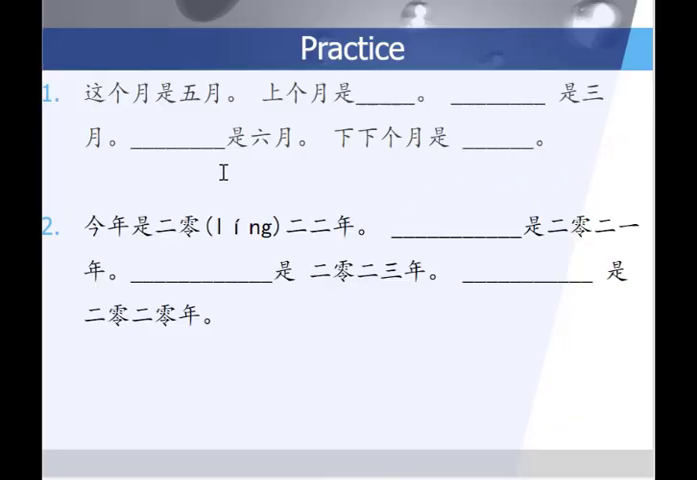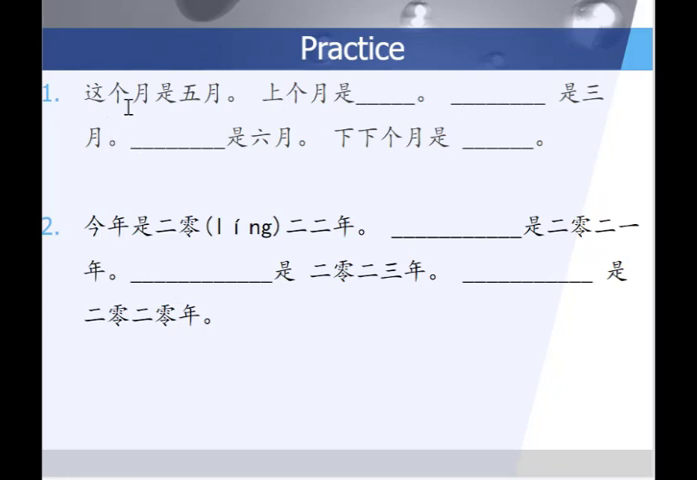Let's practice with these fill-in-the-blank questions. 这个月是5月. This month is May. 上个月是 blank. Last month is, you fill in the blank. Blank 是3月, blank is March. You fill in the blank 是6月, blank is June. 下下个月是 blank. You fill in the blank. So pause now, fill it in, and then come back to see if your answer is right.